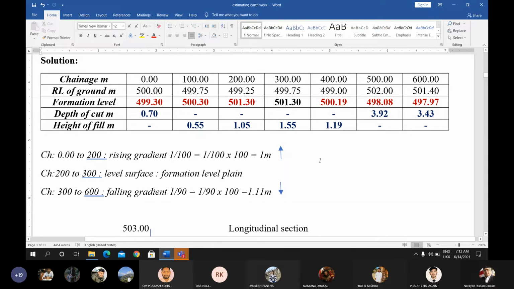Now 501.30 minus 1.11 gives the value of 500.19 meter. After getting 500.19 meter, again deduct 1.11 because the gradient is same. You will get 498.08 meter. Again deduct 1.11 meter, you will get the value of 497.97 meter.